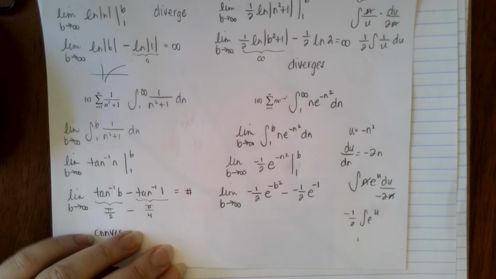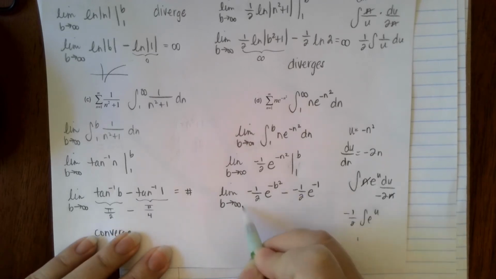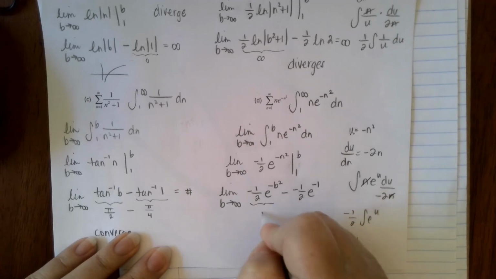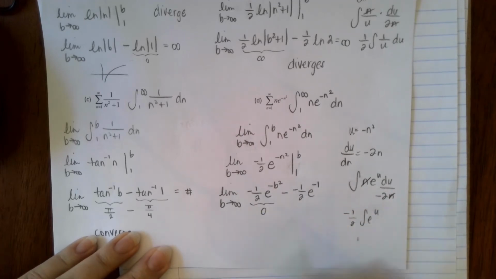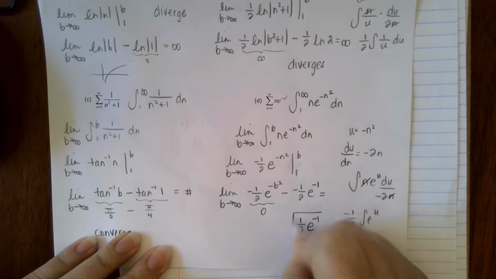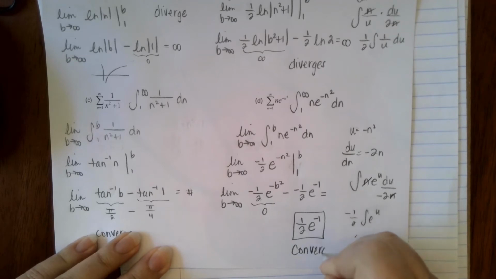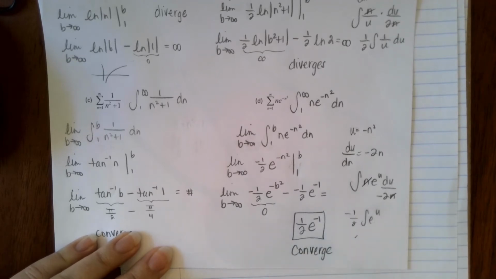All right, so if you're plugging in infinity, you've got e to the negative infinity, which is 1 over e to the infinity. Well, that means your denominator is really big, and this thing is going to 0, which means your final answer is going to equal a positive 1/2 e to the negative 1. Now, that's not a variable. E is 2.7, so this is 1/2 times 1 over 2.7 to the 1. So that's going to be a number. Well, since it equals a number, this thing will converge. Okay?